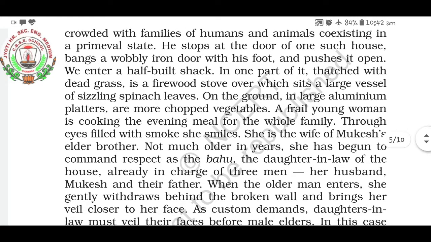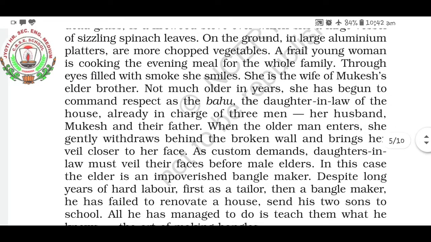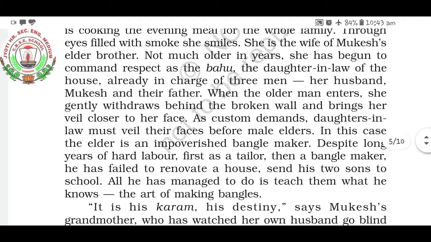Do you know who she is? She is the wife of Mukesh's elder brother. Yes, you're correct. The bahu of the house, the daughter-in-law. A big responsibility is on her shoulders. Why? Because she has to look after three men of the house: her own husband, Mukesh, and definitely their father. And when the old man entered the house, as the custom says in our country, when an elderly man comes inside she is supposed to veil. Veil means cover her face with the sari.